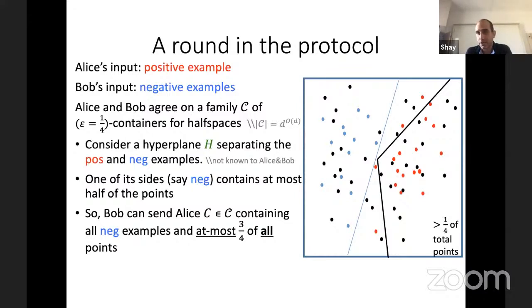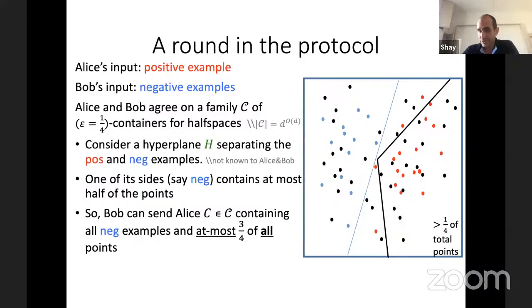Bob can check whether there is a container that contains all of his inputs and at most three quarters of all points, and Alice does the same. One of them must be able to find such a container, because we've just proved it exists, since there exists a separating hyperplane. So the lemma here is that there must exist a container which contains all of the inputs of one of the players and at most three quarters of the universe.